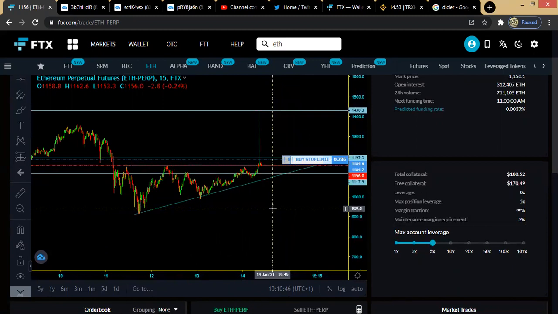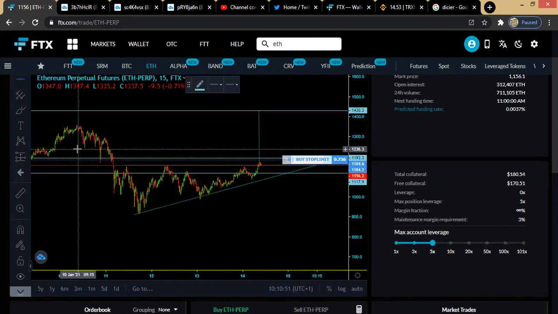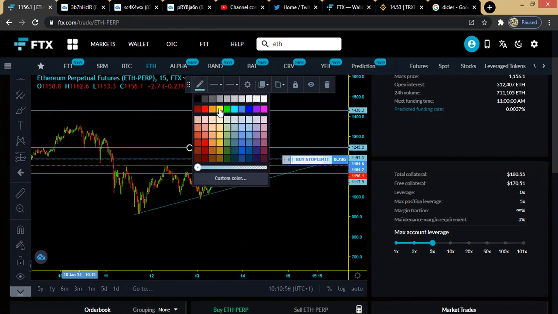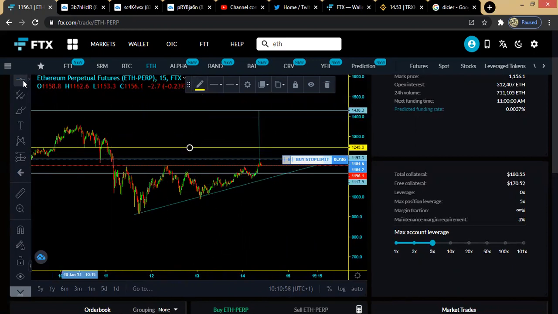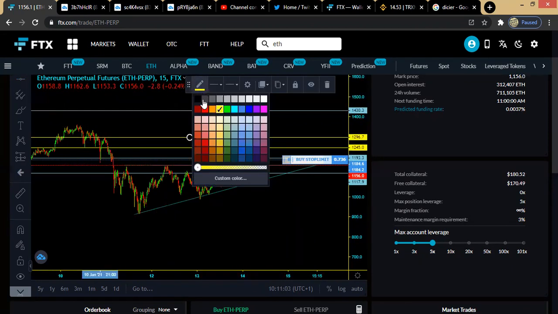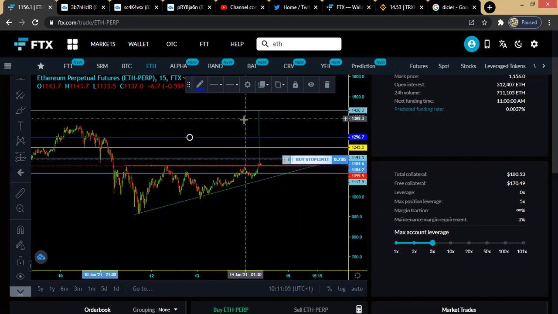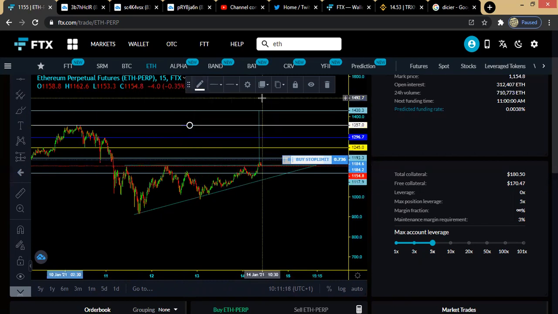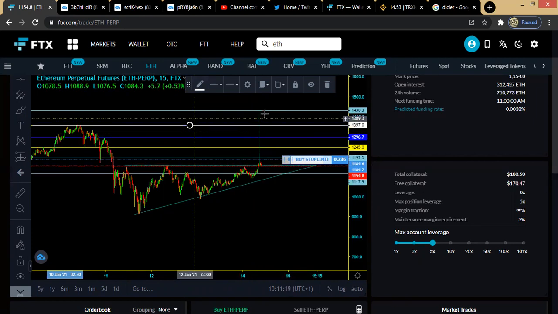Bearing that in mind, my first target would be here. I could just decide to aim at this point first. Let me change this to another color, maybe yellow. Then my next target would be around this region. Let me change this to blue. Then the next target would be here. I would also have another target at this point. Let me change from blue to white. And finally I will have my last target here.